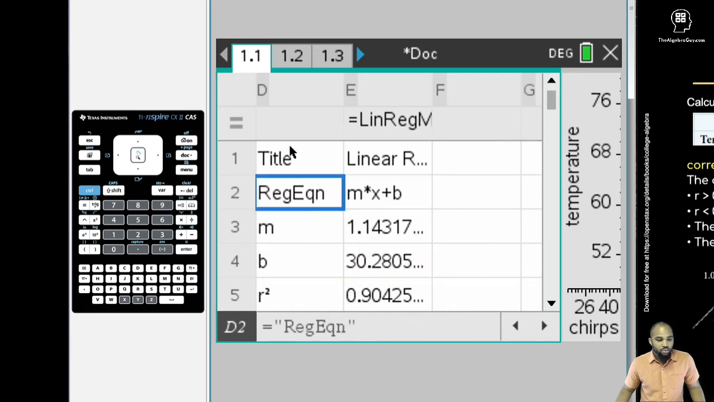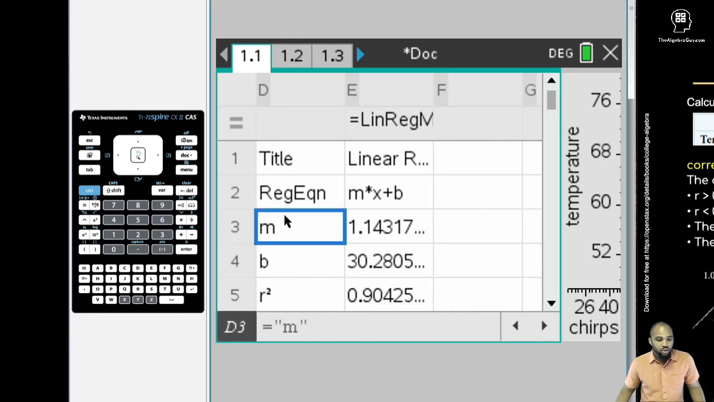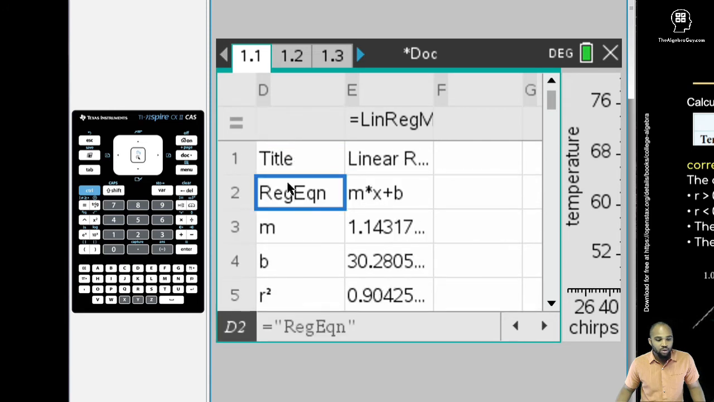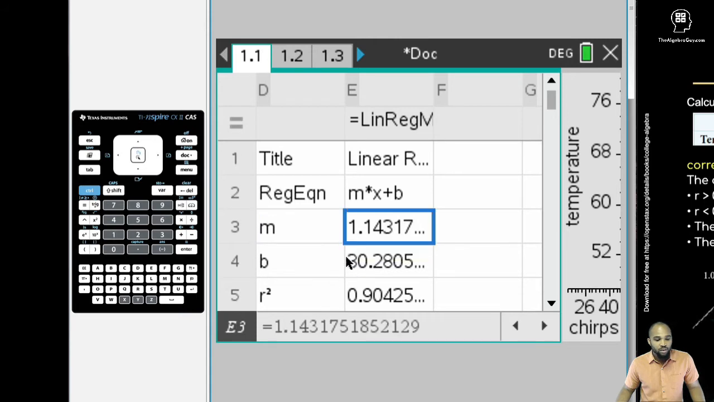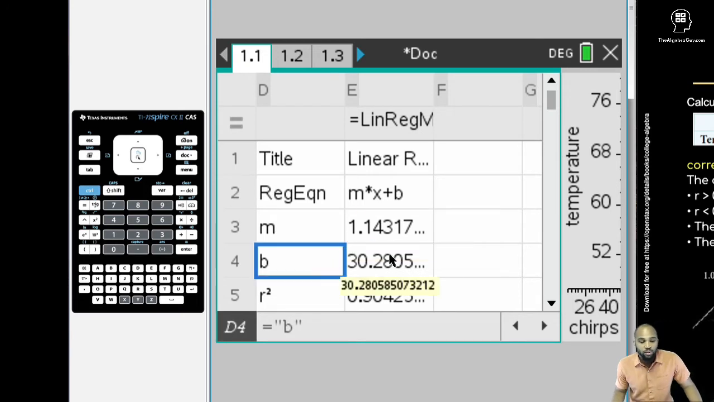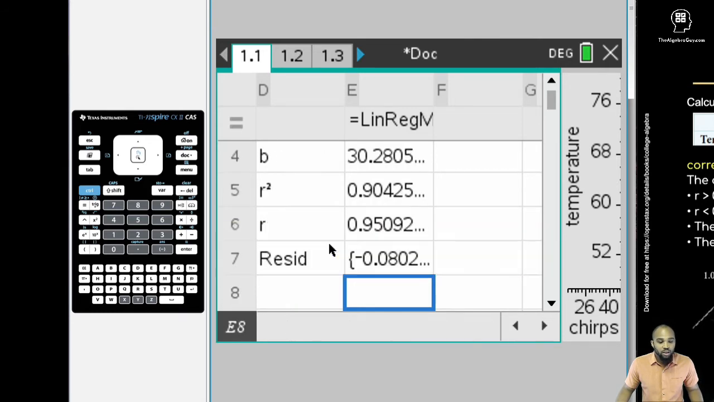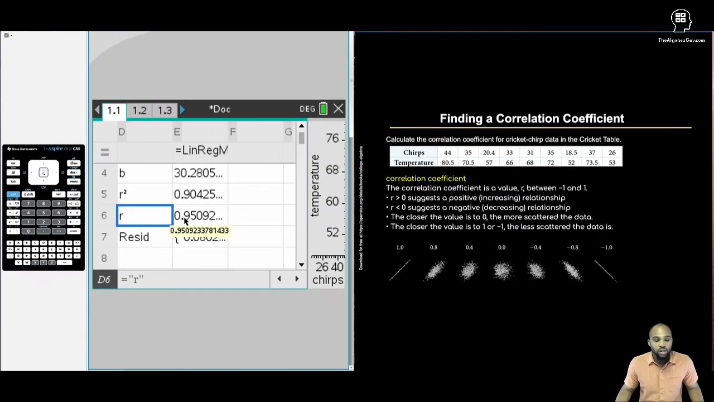So if I look at my table, look at what we're given. They give us a title, the regression line mx plus b. They actually tell us right here what our slope is, the m. Look at that, 1.143. So we actually could have just used this to come up with the equation. The y-intercept is 30.28. This is all the answers we just got. And look at the one we're looking for right here. The R value is 0.95.